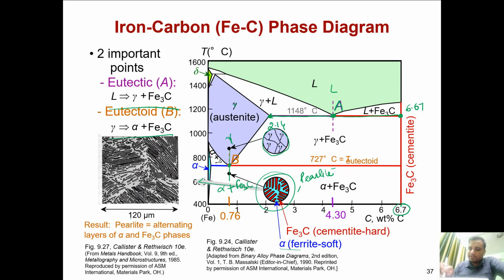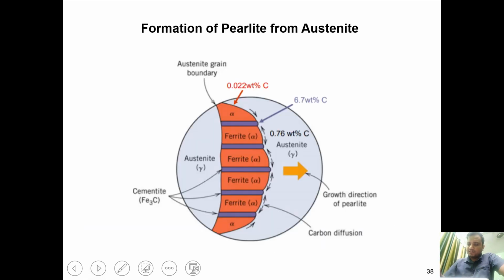So here is the macro structure it is trying to show. This white one is the alpha, and this black one is the Fe3C. This is what the pearlite looks like from austenite. Now, how does it form?